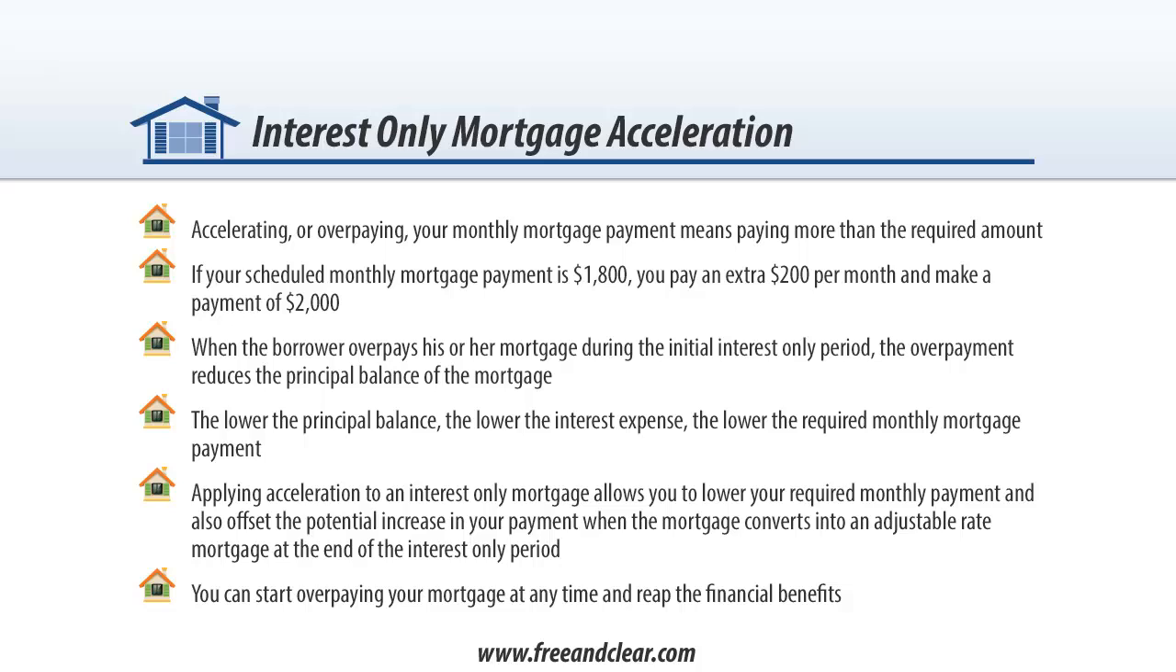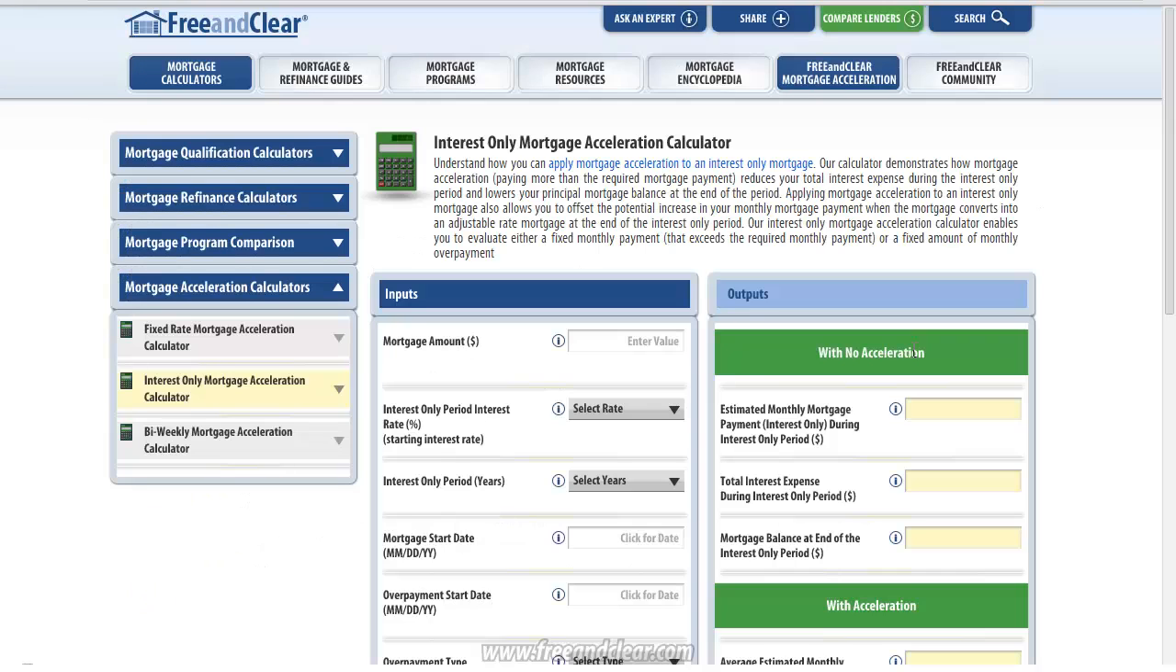So applying mortgage acceleration to an interest-only mortgage and reducing the principal balance allows you to lower your required monthly mortgage payment during the interest-only period and also offsets the potential increase in your monthly mortgage payment when the mortgage converts into an adjustable rate mortgage at the end of the interest-only period. I'm going to walk through the calculator now.